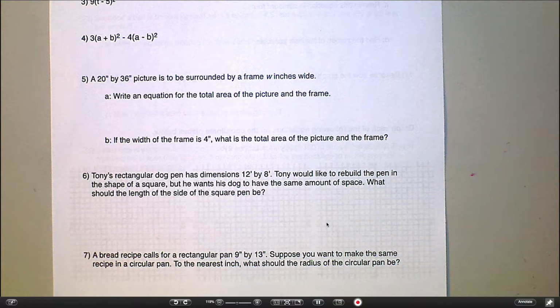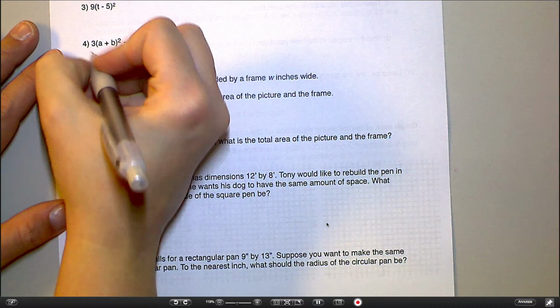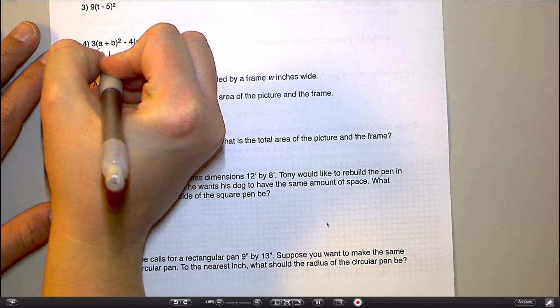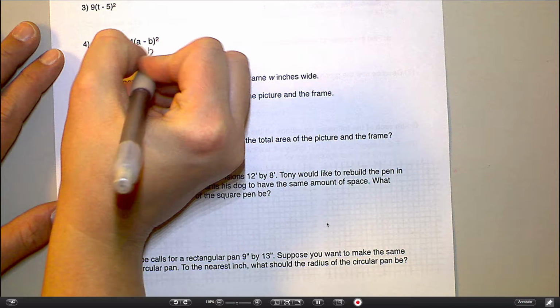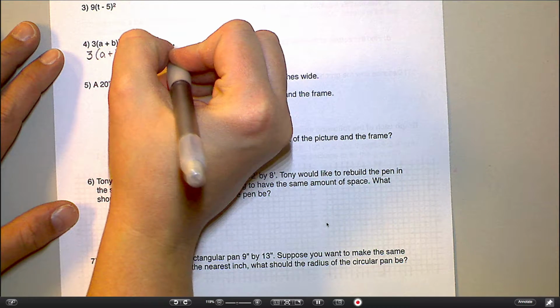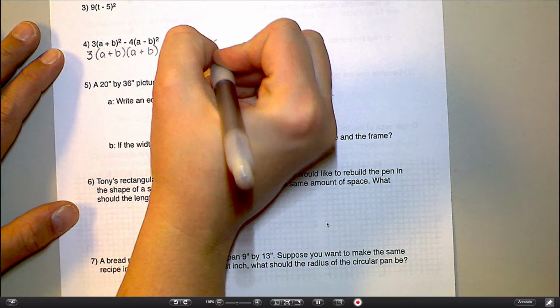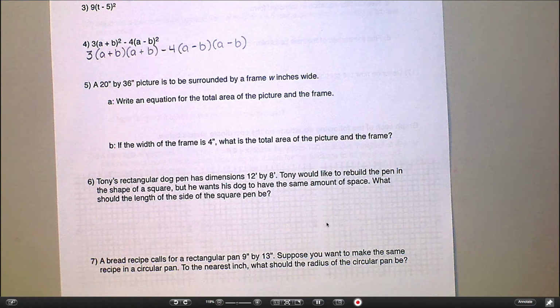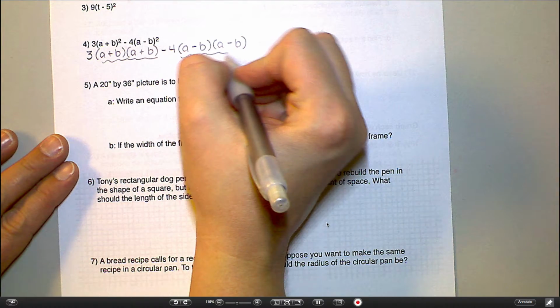Yep. So I'm going to start by writing this as 3(a plus b)(a plus b), minus 4(a minus b)(a minus b). Okay, so I wrote both of my parentheses out twice. Now I'm going to go ahead and FOIL here and FOIL here.